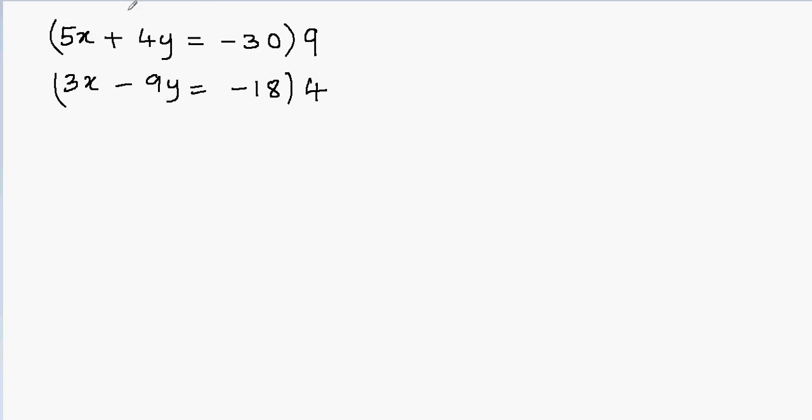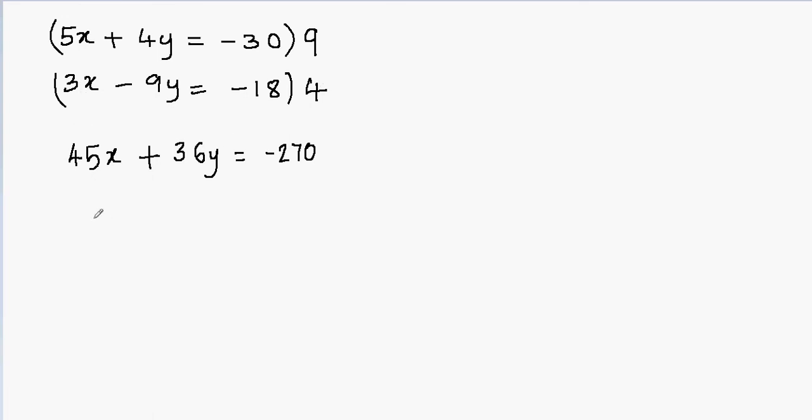So let's distribute 9 inside the parentheses. 9 times 5 will give me 45x, then plus 9 times 4 will give me 36y, is equal to negative 30 times 9. 9 times 3 is 27, so this will be negative 270. Now here I'm distributing 4 inside, and I have to make sure that I multiply on both sides because I want to balance the equation. That's why I multiplied 9 on the right hand side as well.